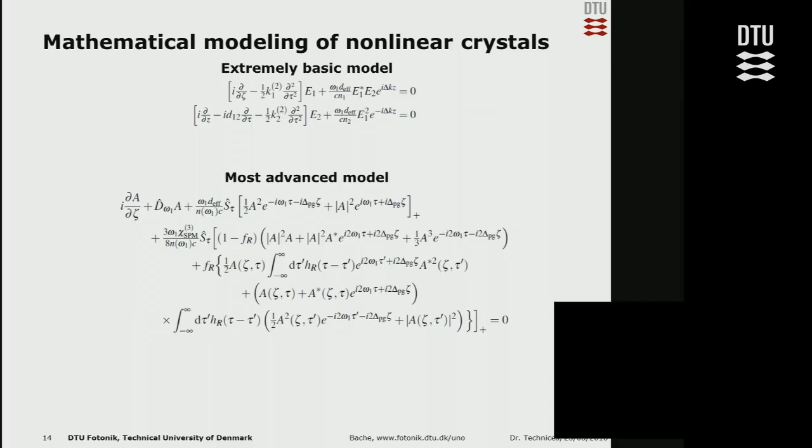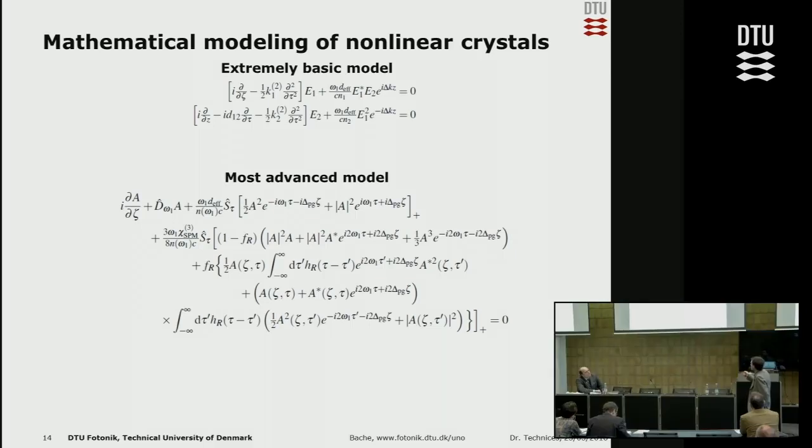So high order dispersion is of course pretty standard to include, and self-steepening is automatic, in the sense that it's a term that you conserve when you derive the model.